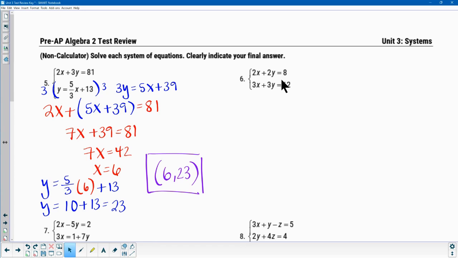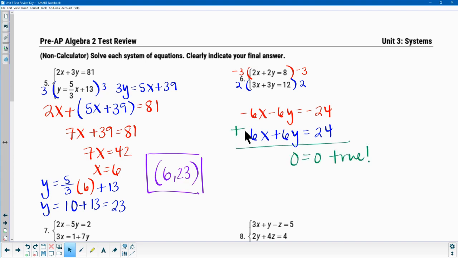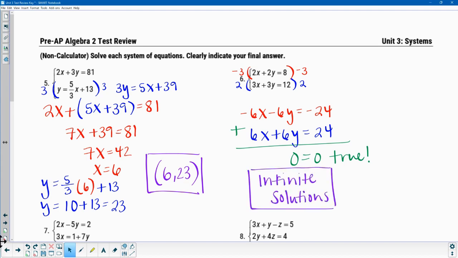Now, number 6 appears to be set up for elimination. So remember, you want to eliminate a variable by having the same coefficient with opposite signs. So I'm going to multiply my top equation by negative 3 and my bottom equation by 2. I'm going to do the elimination by combining linearly. That gives me 0 plus 0 equals 0. Well, 0 equals 0 is a true statement. And when you end up with a true statement, you're going to get infinite solutions. Now, if it was a false statement, you would get no solution.